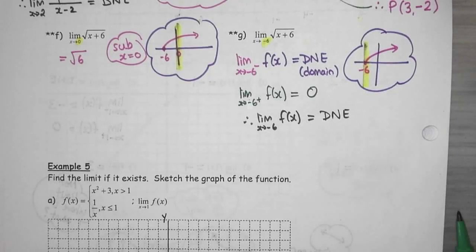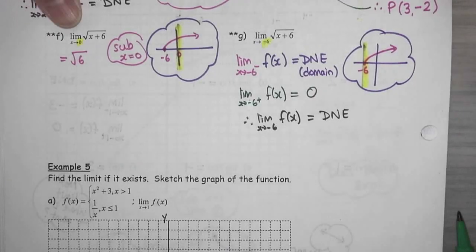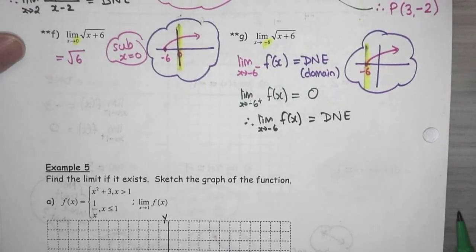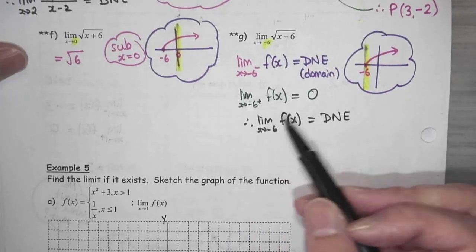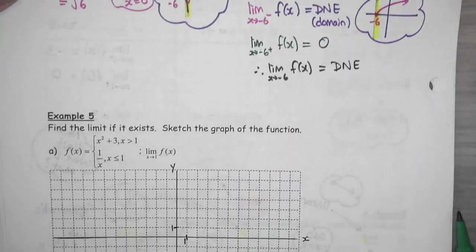Yeah, question. Why is it approaching 0 not -6? You're asking for the y value or the x value? The second one? Yes. Am I asking for the y value or the x value? I give you the x value, you're getting the y value. Okay?